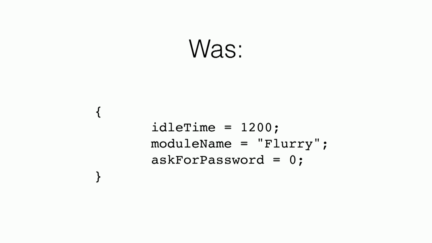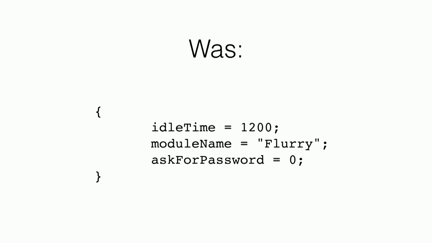And it looked like this. And this is the old NeXTSTEP preferences file format. It's also what you see, if you've ever used the defaults command, when you read a preferences file. It looks like this. So by default, the screensaver would come on after 20 minutes, and it used the Flurry screensaver. That's that weird fireworky thing, but it would not ask for a password.